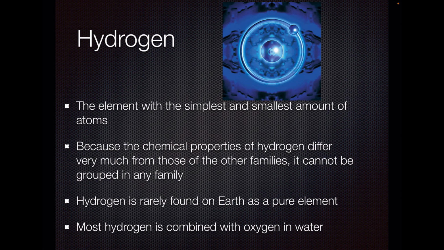It's rarely found on Earth as a pure element, and most of the hydrogen that we have here on Earth is combined with oxygen to make water. But since hydrogen is so small and so different than everything else, it cannot be in any of the families, which is why we didn't color it, and it's its own element.